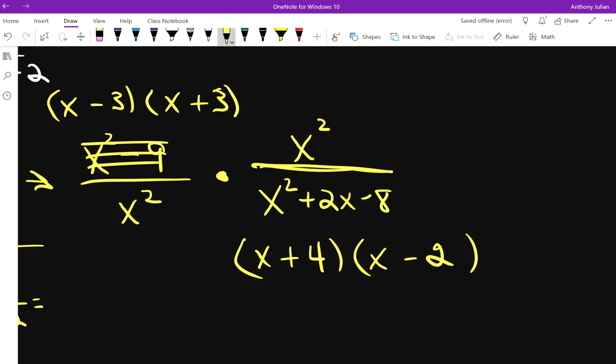All right, and this is it. So this is gone now as well. It's important to cancel those out so we don't get confused. I don't get confused anyway, because I'm easily confused. All right, so let's go. I'm going to have these two cancel out. X squared over x squared become 1s. And look what I have left now. X minus 3 times x plus 3, and x plus 4 times x minus 2.